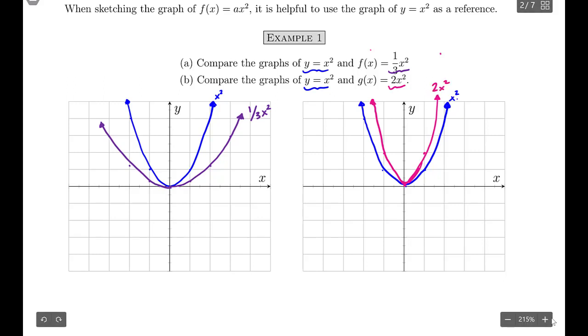2x squared. And what we notice here is the pink graph compared to the blue graph has been pulled upwards. The key component that makes these two transformations happen is the A value, the leading coefficient. In part A, it is between 0 and 1. If your leading coefficient is between 0 and 1, you will get a vertical compression. If your leading coefficient is greater than 1, which we see in part B, so it could be anything larger than 1, you're going to get a vertical stretch, and that graph is going to get drawn closer to the y-axis, whereas if it's compressed, it's going to get pushed down closer to the x-axis.